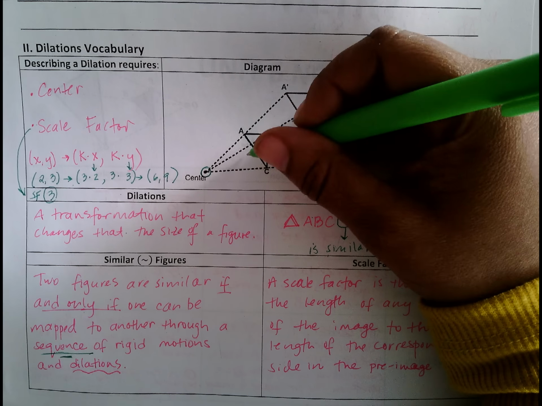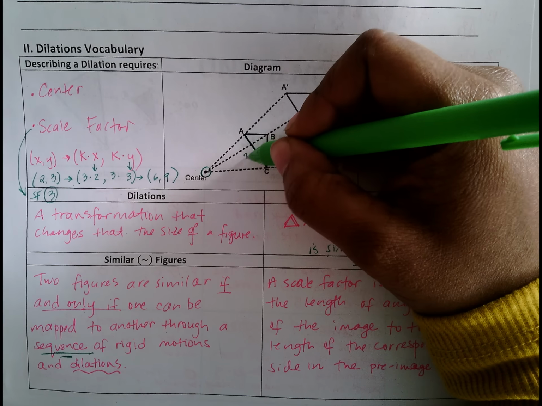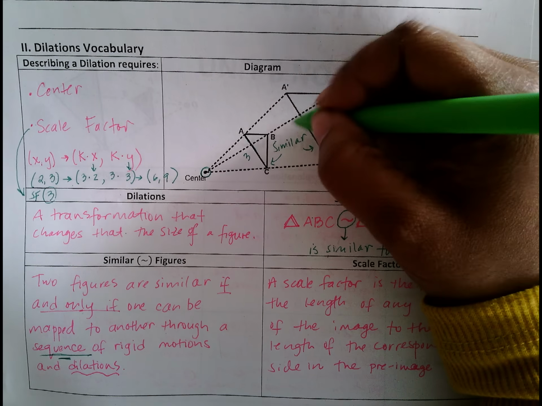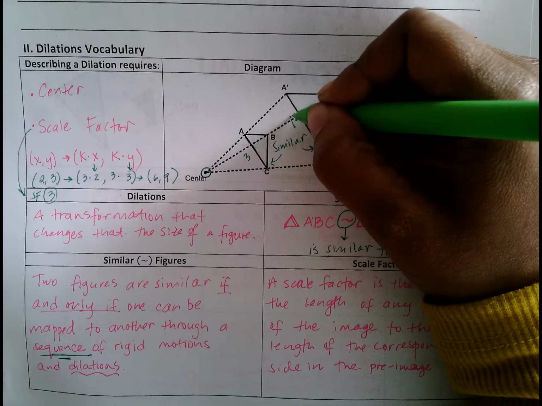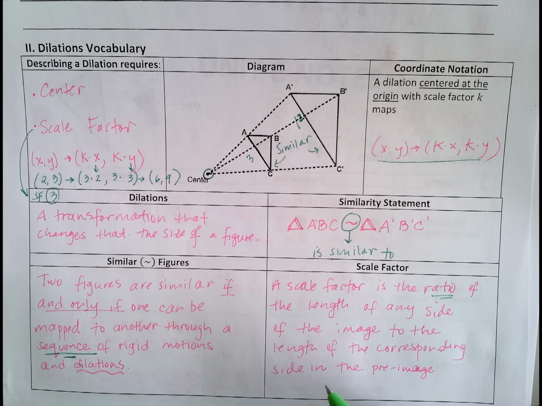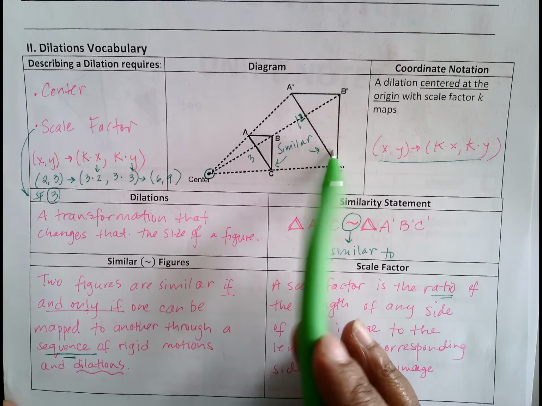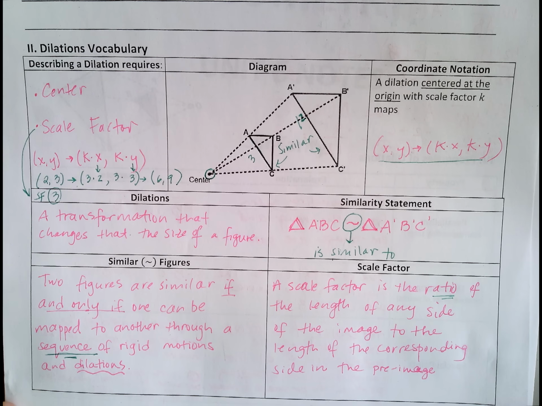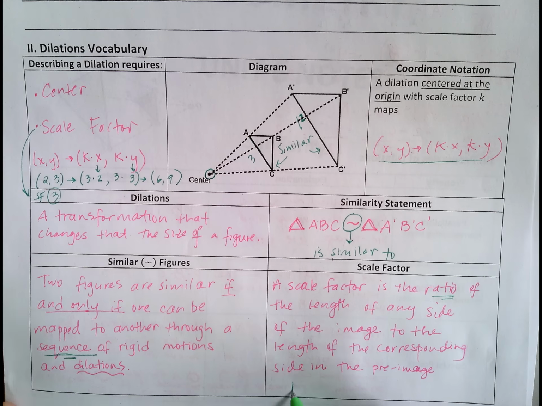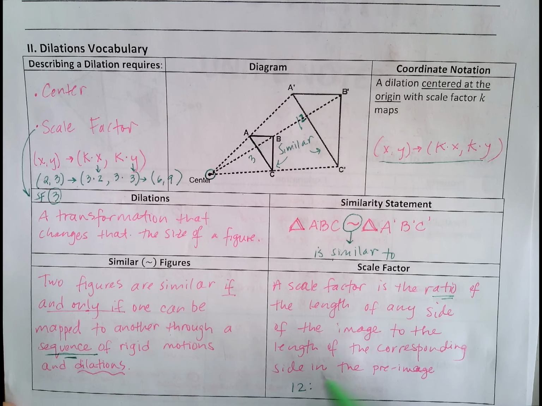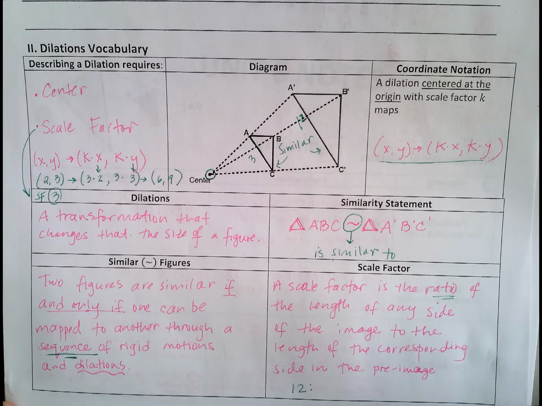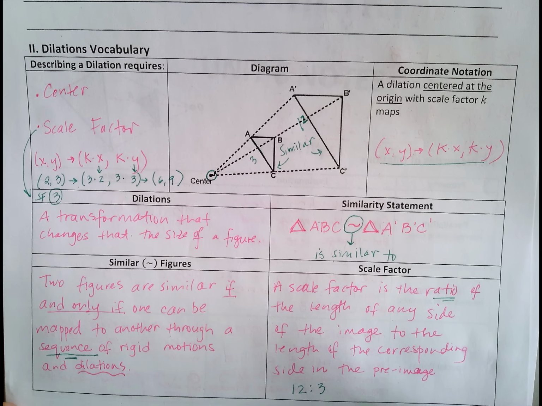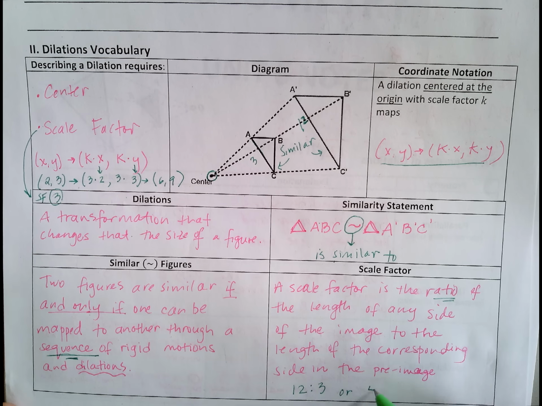AC is, let's say, 3 units in length, and A prime C prime is 12 units in length. So the ratio is, and we go from the image to the pre-image in order to figure out what the scale factor is, okay? So in order to figure out the scale factor, I take the image, which is the after effect of it being dilated, to the pre-image, which is the before. So 12 to 3, or we could say 4 to 1.